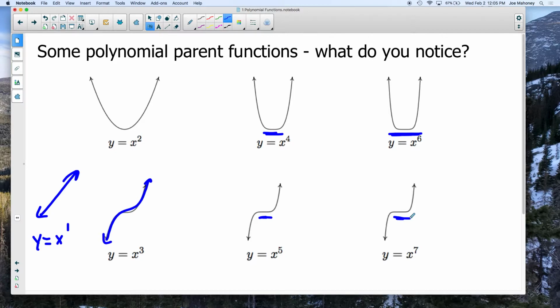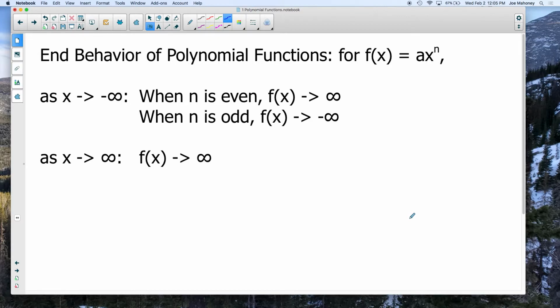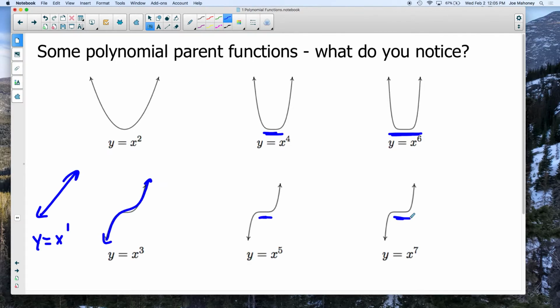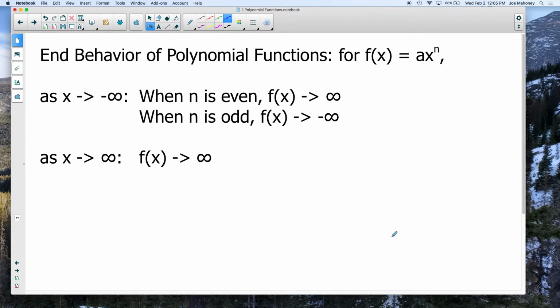So that's just some ideas about what those functions look like in general. One last thing about them is what's called their end behavior. The end behavior is what happens as the graph continues out to infinity. I was kind of highlighting the flattened out part, but look where this graph is going. It goes up, or in the x to the 7th, it goes up and down. That's what our end behavior is. It's the behavior of the graph as x approaches negative or positive infinity.